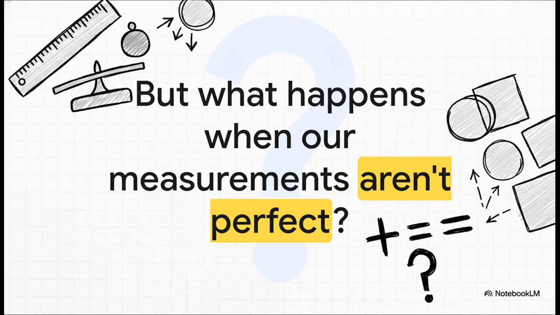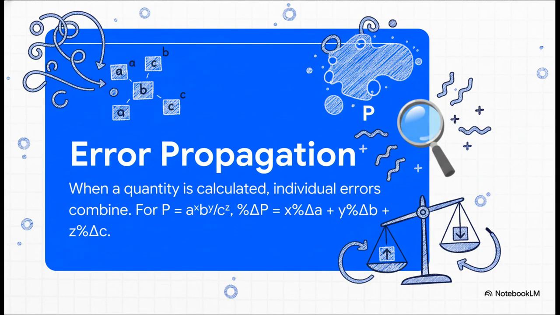Let's be real for a second. No measurement is ever perfect. So, what happens when you have to combine a bunch of these imperfect measurements to calculate something else? Well, that brings us to error propagation. And here is the single most important rule you need to burn into your brain. Errors always add up. They accumulate.